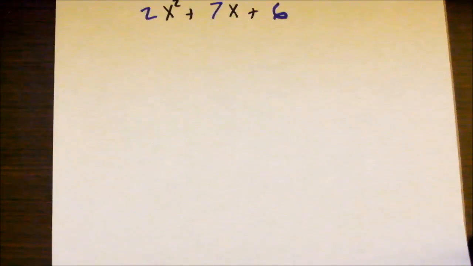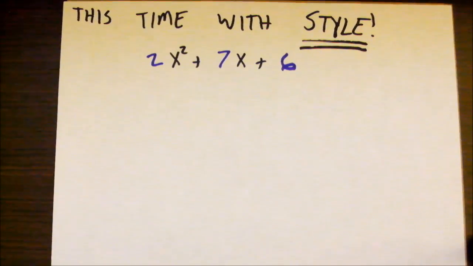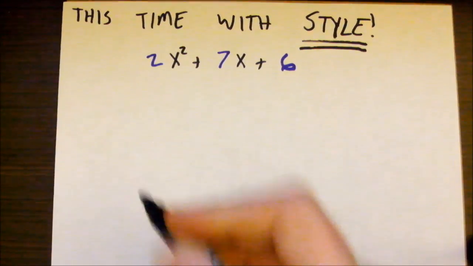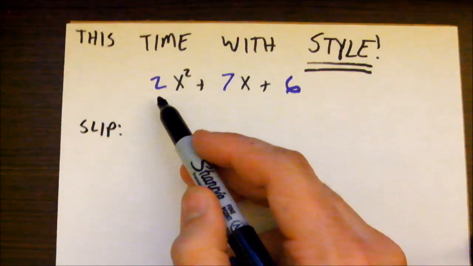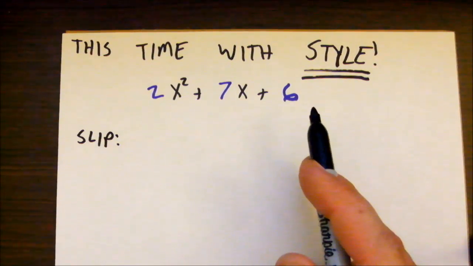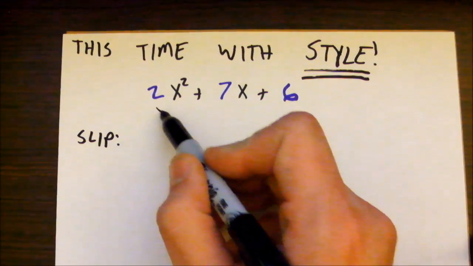So this time we're going to do it with style. And we're going to do that with the slip, dip, and slide method of factoring. Our first step, the slip. Just like we did in the AC method, we are going to slip this A term all the way over to this C constant.